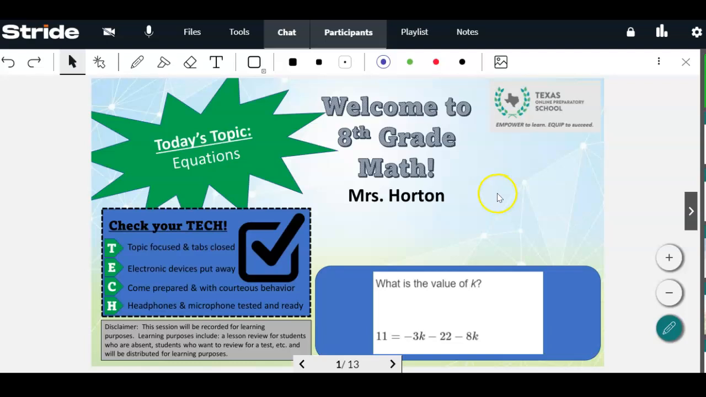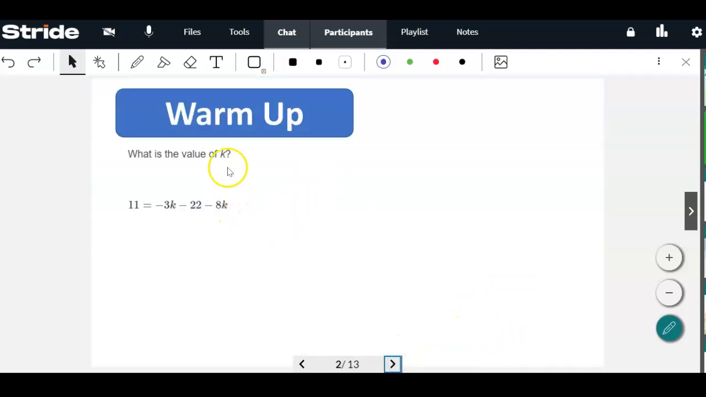All right, so this lesson is on equations. So let's go ahead and get started. For practice, the warm-up, you have to combine like terms. You have negative 3k minus 8k. Those are the like terms here, so I'm just going to circle those.